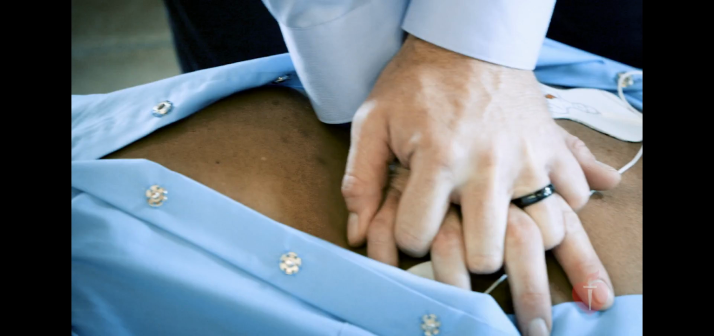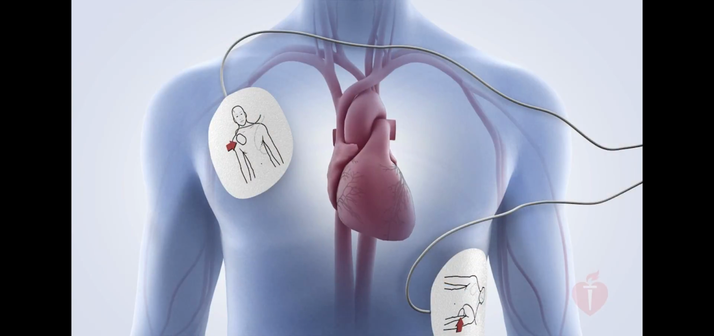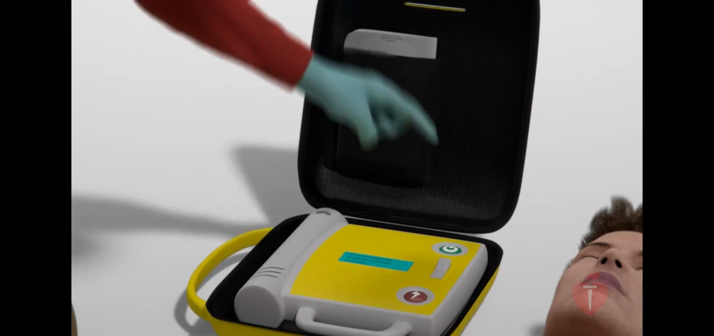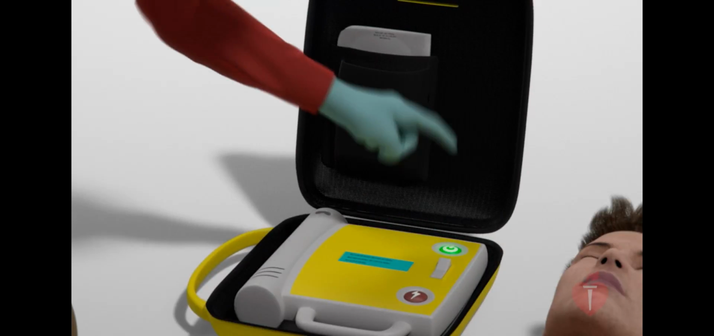CPR combined with using an AED provides the best chance of saving a life. If possible, use an AED every time you provide CPR. When sudden cardiac arrest develops, the heart quivers and stops pumping blood. A shock from an AED stuns the heart so that the heart's rhythm can reset and the heart can pump blood again. To use an AED, you simply turn it on by either pushing the on button or lifting the lid. Once you turn on the AED, you will hear prompts telling you everything you need to do.